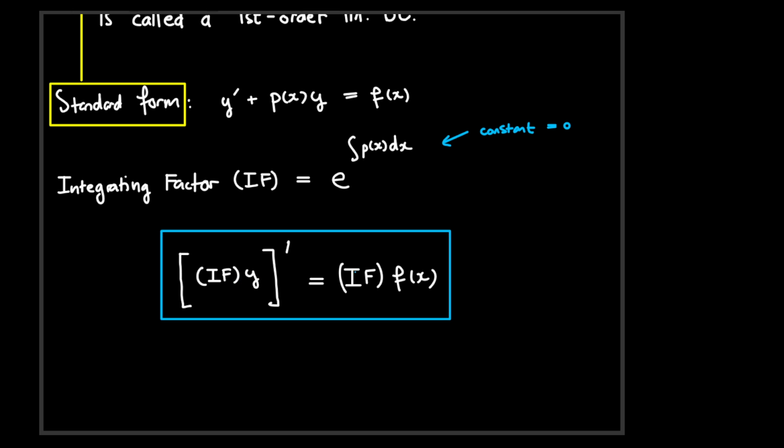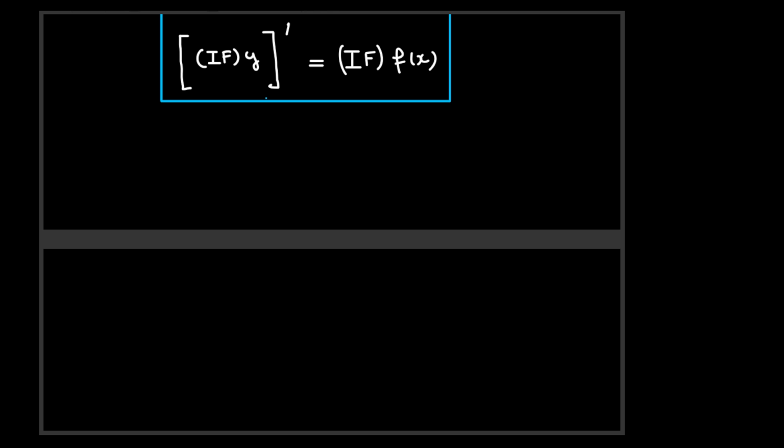Okay, so once we're in such a position, everything proceeds rather easily. We just integrate the right-hand side and divide by the integrating factor, and we would have solved the first order linear differential equation. So let's do 2 examples to see how this works in practice.